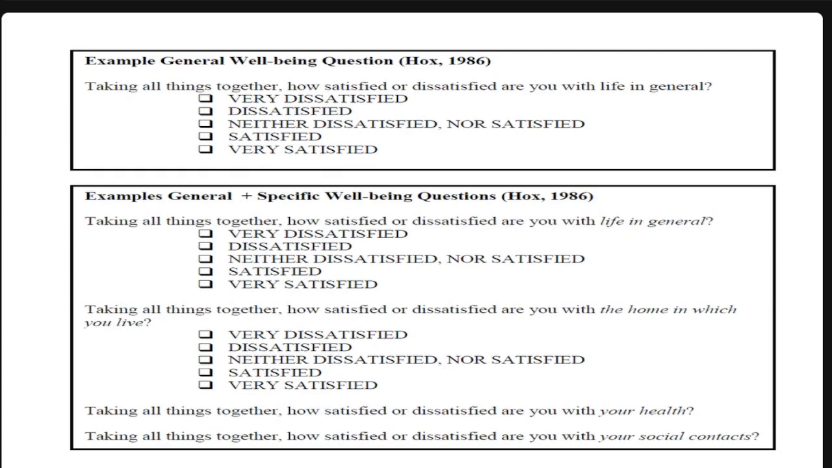So depending upon your research objectives and research questions, your survey questions are to be constructed. Is it clear to all of you?